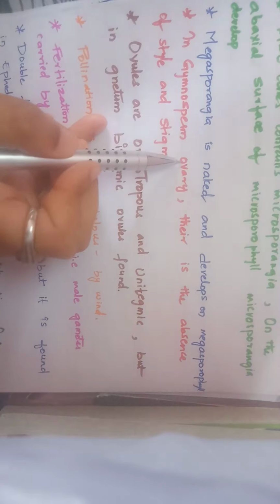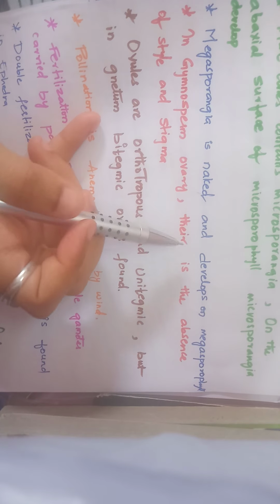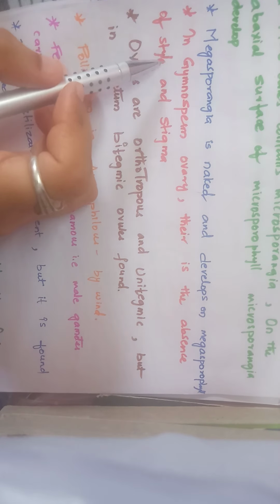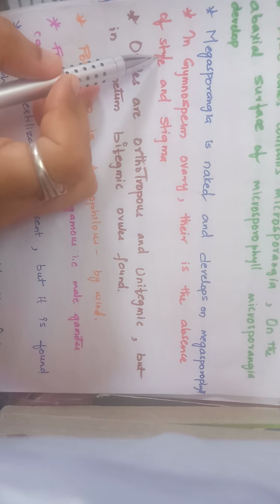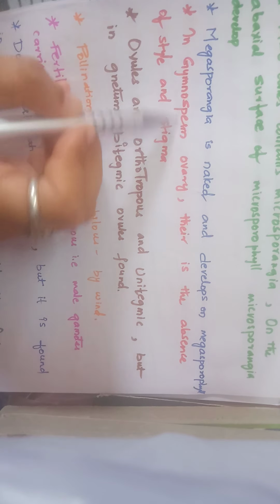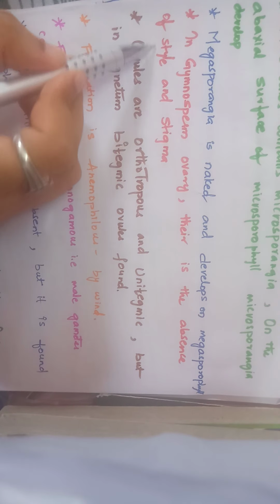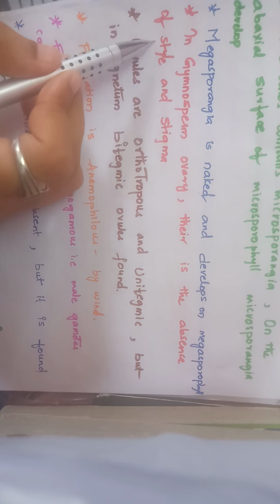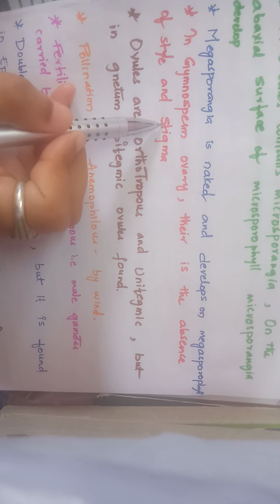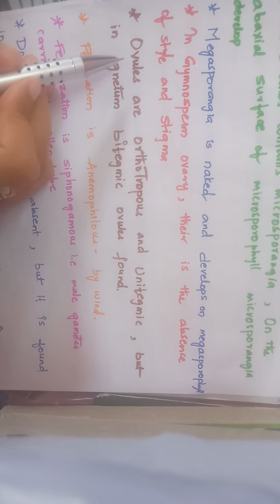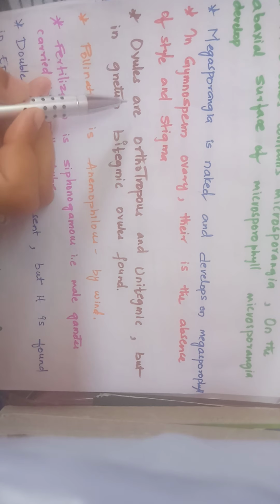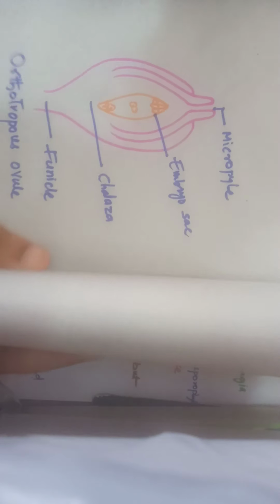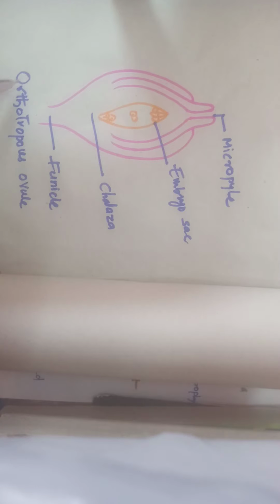In gymnosperms, in the ovary, there is an absence of the style and stigma. Generally, in the carpel there are three parts. What are those? That is the stigma, style and ovary. But in the case of the gymnosperm ovary, there is an absence of the style and stigma. These two structures are found in the angiospermic plants, but these are absent in the gymnosperms. Then coming to the ovules, here the ovules are orthotropous. Here orthotropous means, see this structure, this is the example for the orthotropous ovule.